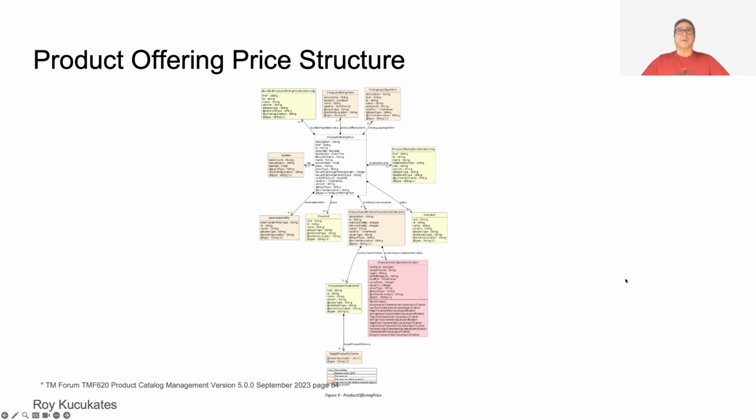This is the product offering price structure in the catalog, in the TMF 620 product catalog management. As you can see, product offering terms or pricing logic algorithms are sub-entities of the product offering price. It can have multiple relationships with multiple different prices.